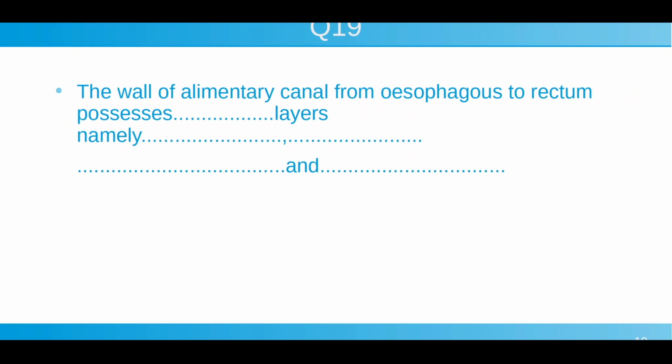Moving on to next question, question number 19th. The wall of the alimentary canal from esophagus to rectum possesses dash layers, namely dash, dash, dash and dash. So which layers are there? 4 layers. The wall of the alimentary canal from esophagus to rectum possesses 4 layers. Name them, very important. Serosa, muscularis, submucosa and mucosa. All these 4 layers are very important. We will study them in detail.